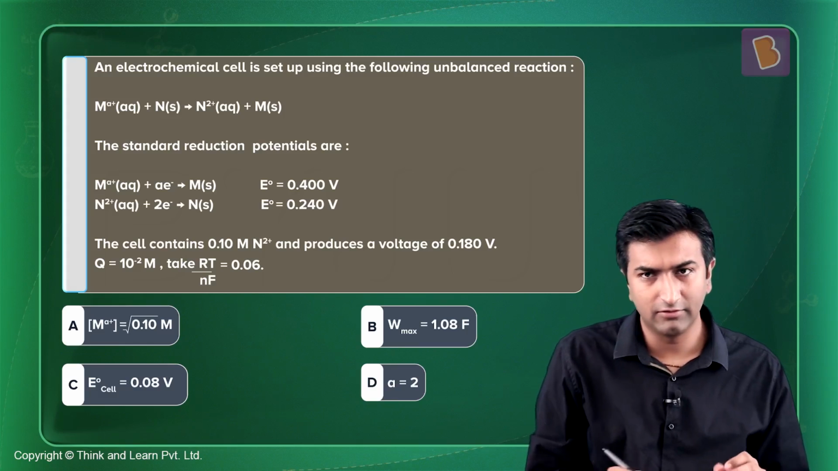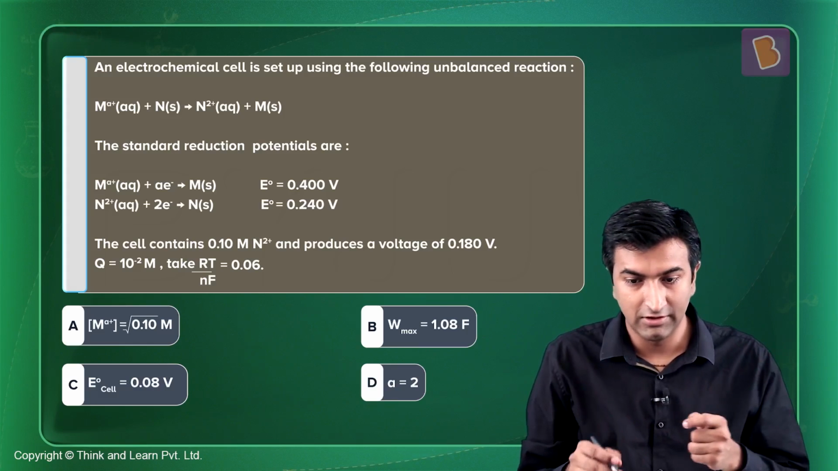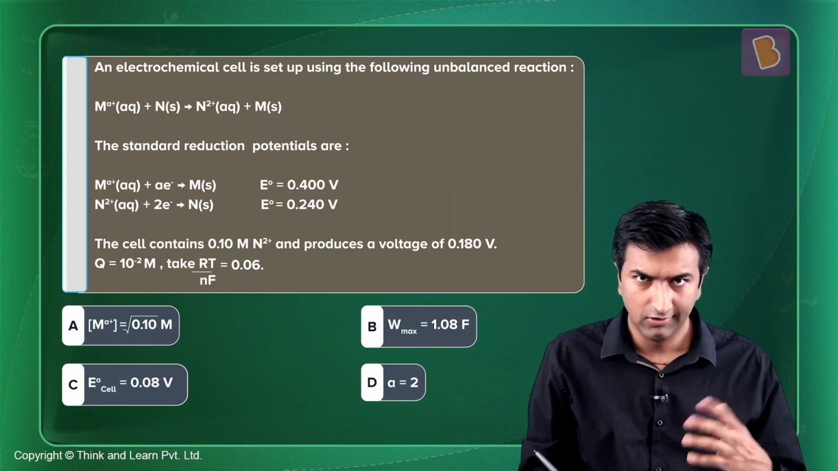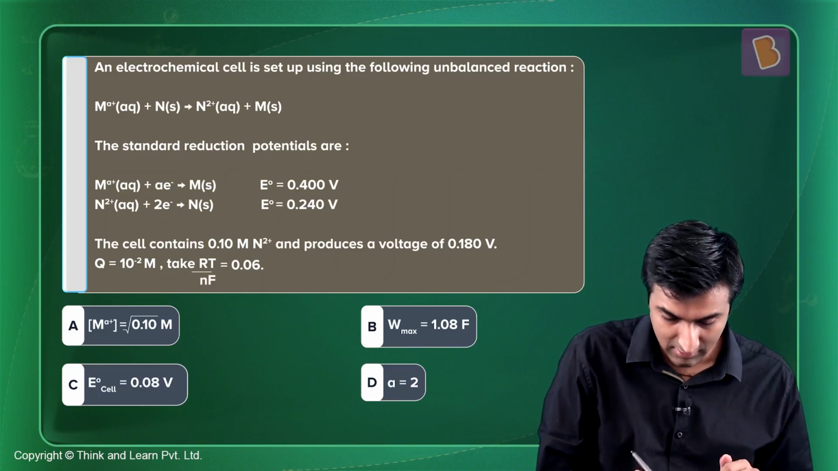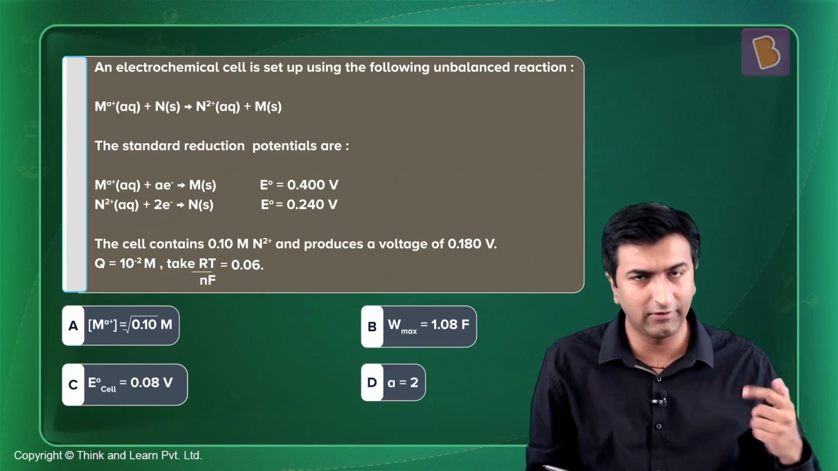So we need to look at the options. The options say that MA plus is some value, the concentration. The maximum work that can be done from this entire cell is this, and the E naught cell and also the A value. So what gives? We need to find A, MA plus, whatever the concentration is, E naught cell and W max. There are the four options, that's what they are. So we need to find them out.